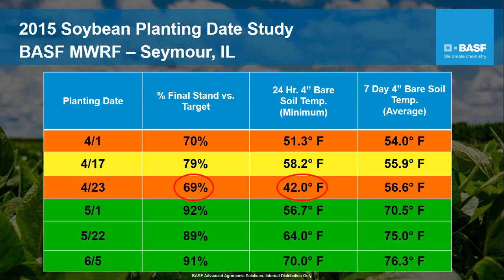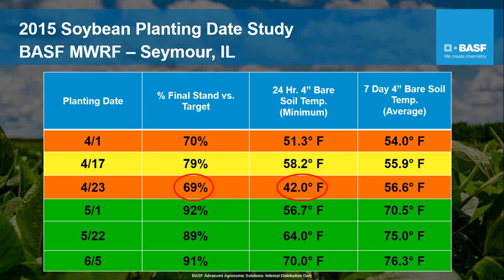Starting April 17th, we've got 5 planting dates following that, in which we planted 4 maturity groups at 3 different seeding rates at each one of those planting dates. I've got these all color coded, so you'll notice April 1st and April 23rd in orange, April 17th in yellow, and then our May and June planting dates in green. This basically correlates to the risk we associated with that particular planting date in terms of potential stand loss, based on what we believed we knew in the past.